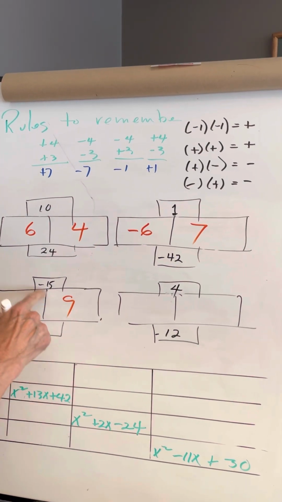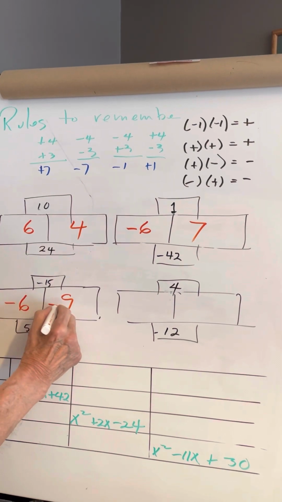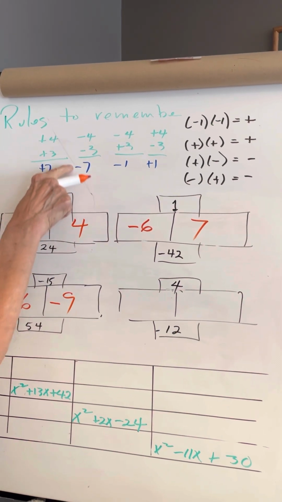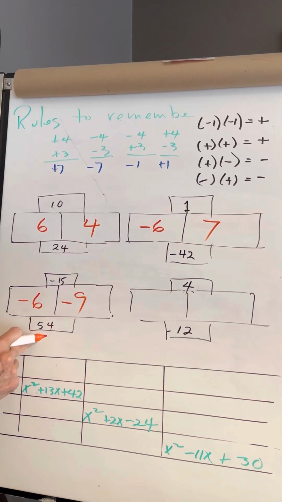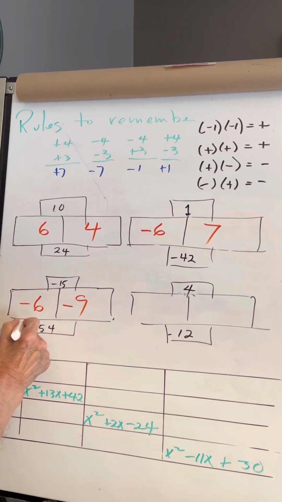And they add to negative 15. A negative and a negative, this rule over here. Add them, negative 15. Two negatives make it positive. One goes this way, one goes the other way.